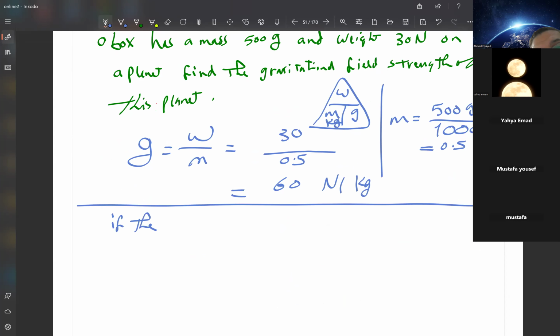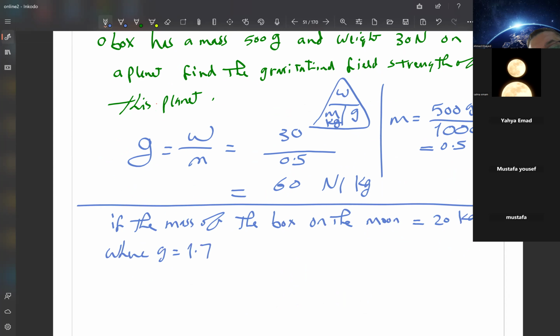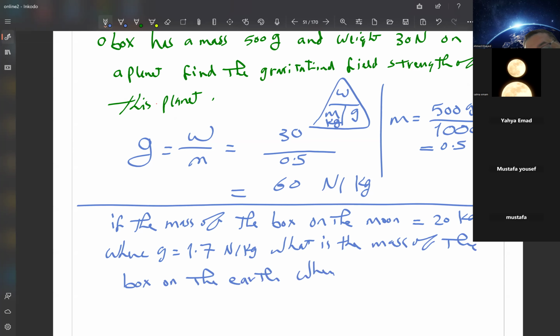If the mass of the box on the moon equals 20 kilogram, where G equals 1.7, what is the mass of the box on the Earth, where G equals 9.8? Abdurrahman, can you solve this question?